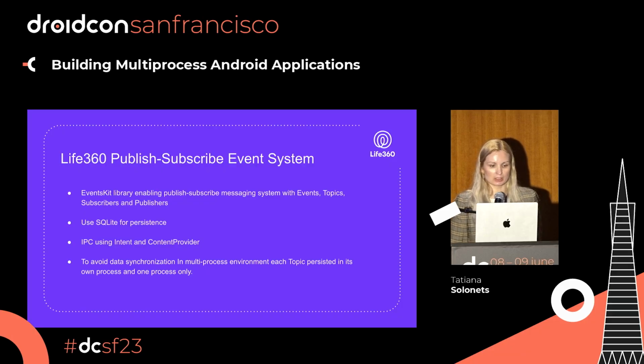So what we did, we created our custom library that's called Events Kit. It contains those 4 components. Underneath, for persistence, we use SQLite. For IPC, we use Intents and Content Provider. And to avoid data synchronization, we decided that each topic type will be persisted only on a single process.